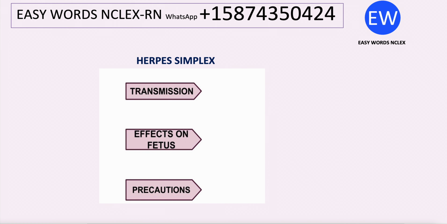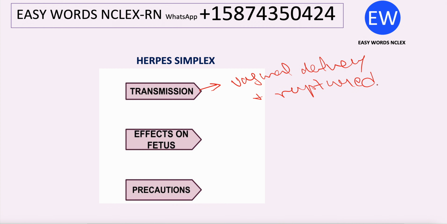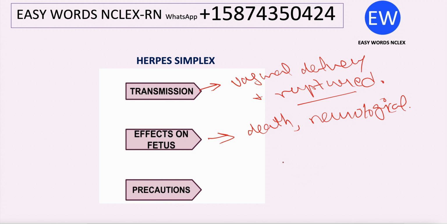Next is herpes simplex. Transmission: herpes simplex transmits to the fetus during vaginal delivery or after the membranes have ruptured. In this condition, the patient develops painful vesicles in the cervix or in the vaginal area. Effects on the fetus: it may cause newborn death or severe neurological impairment in the fetus.